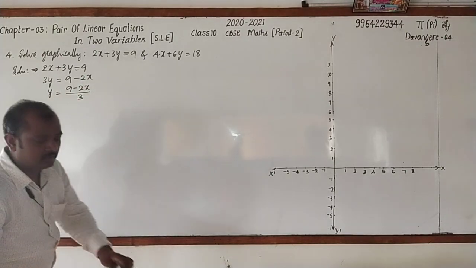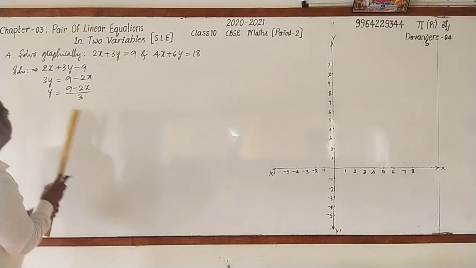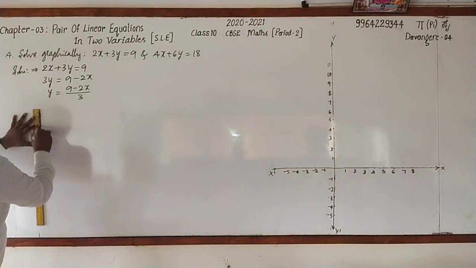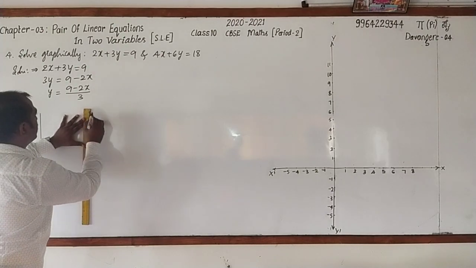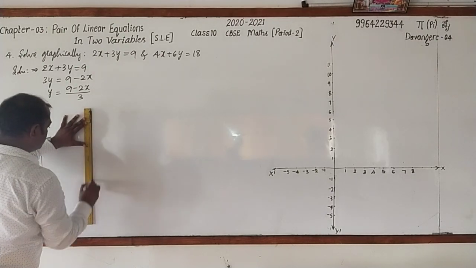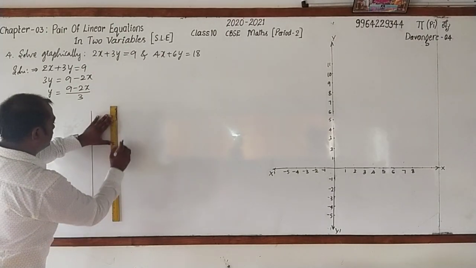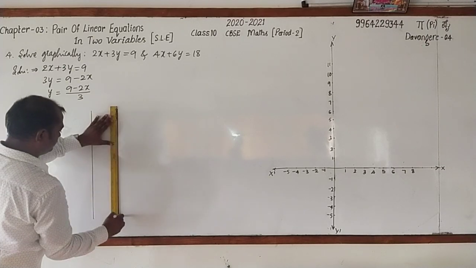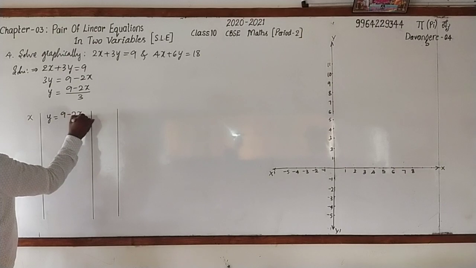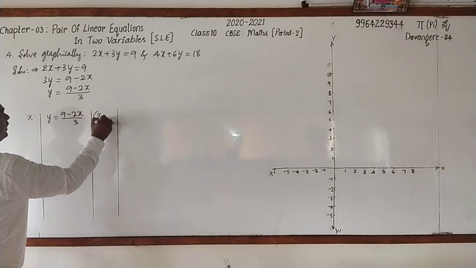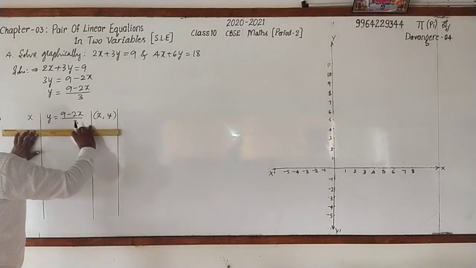Let us draw the table to find out the coordinate points. First column for x, second column for the equation, and third column for the ordered pair. The equation is y equal to 9 minus 2x by 3, ordered pair x comma y.